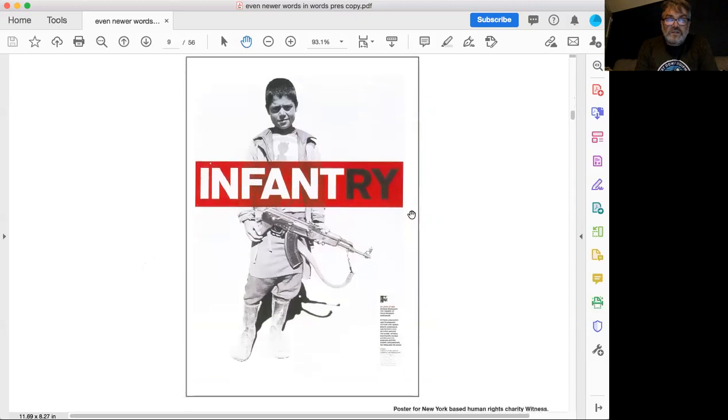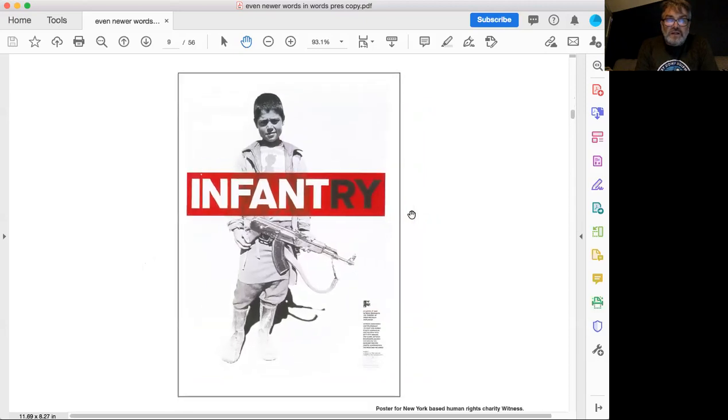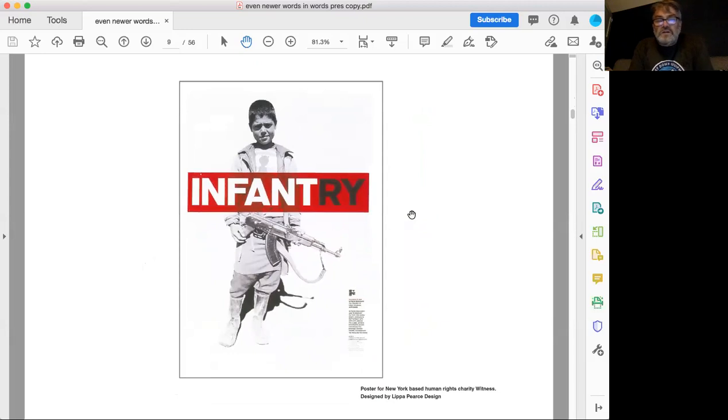This one is classic by Dominic Lipper, now partner at Pentagram. This was done a long time ago, when he had his own agency, Lipper Pierce. This is for Witness, which is a human rights charity. It's children soldiers, infant soldiers, infantry. A lovely, lovely observation there: the word infant in the word infantry, coupled with the image.